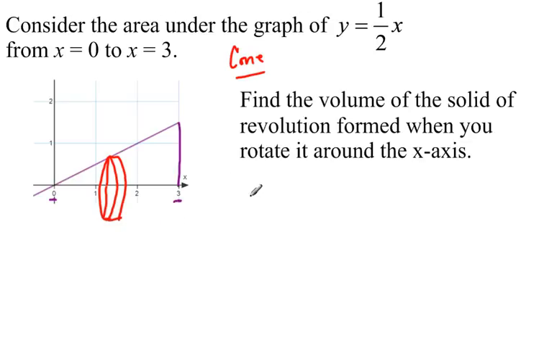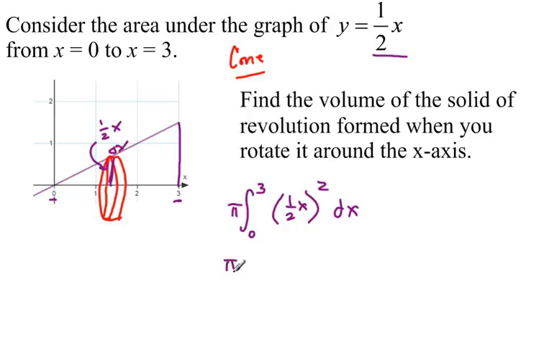So our integral is going to go from 0 to 3 because, again, each cross section is pi r squared. I have pi. Our r squared, r is this right here, because the height from here to here is 1/2 x. So 1/2 x squared, and dx because the width of this is delta x. All right, so let's just get an answer for this.